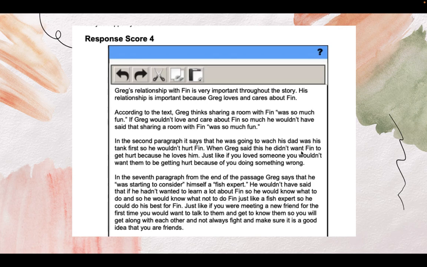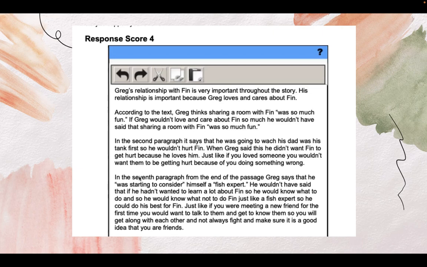When Greg said this, he didn't want Finn to get hurt because he loves him. Just like if you love someone, you wouldn't want them to be getting hurt because of you doing something wrong. Here, the student's elaborations are not words from the book, but reasons from their own brain for why the text is important. Why the evidence from the text is important.